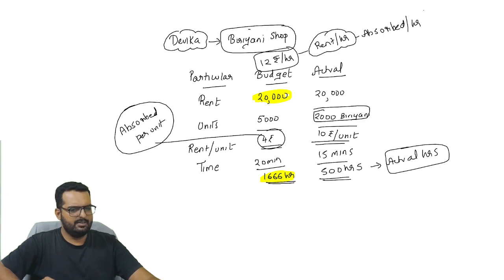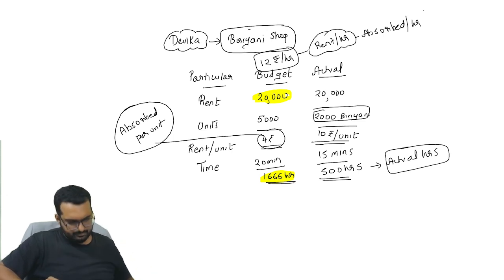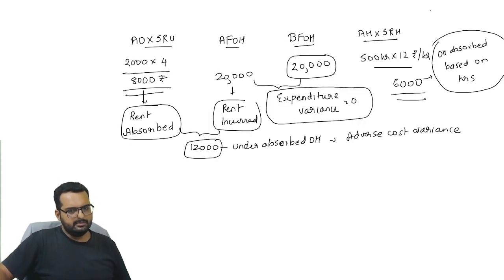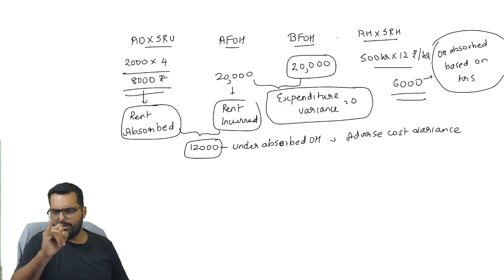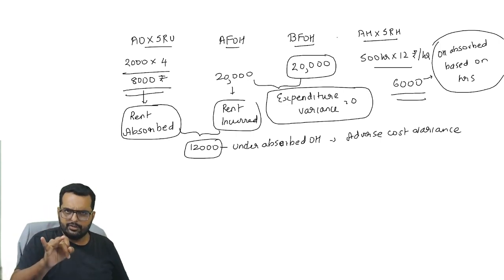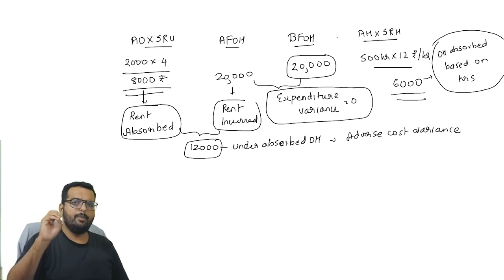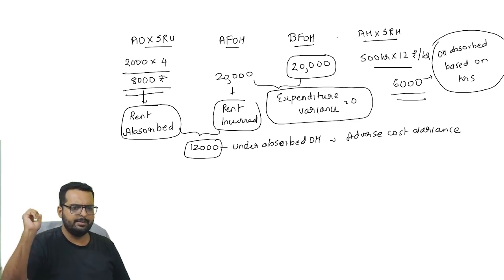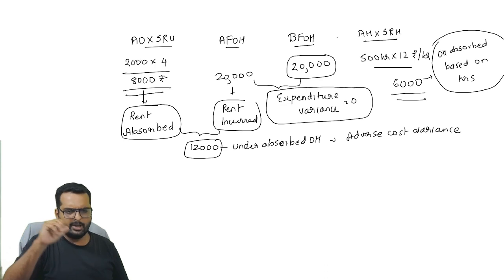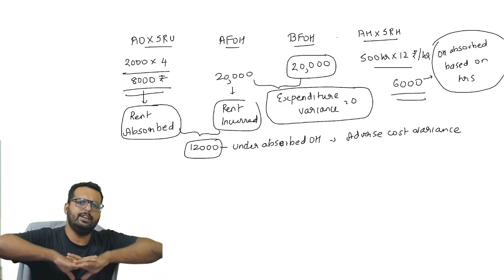Yeah, in the first case, we took absorption per unit, and the second case, we took how much time it will take to make a biryani and how much of it will be absorbed by the rent. So that we get absorption based on hours. Exactly. We can do absorption based on hours. We can do absorption based on units. We can do absorption based on prime cost, absorption based on labor cost, absorption based on machine hour rate, absorption based on labor hour rate. I hope you remember all that. All right. Are you clear now with the concept of fixed overhead variance?